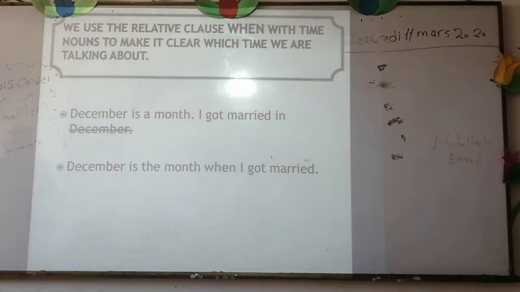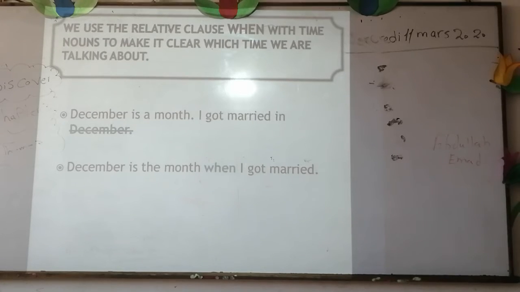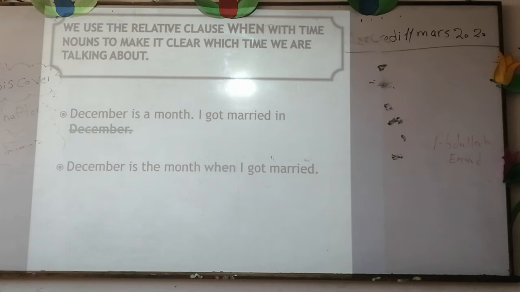Okay. December is a month I got married in. December is a month I got married in December. Now I want to join the two sentences. What I want to do is join the two sentences, okay? So here we have the word December, which is a time noun. So we're going to use when to join the two sentences.